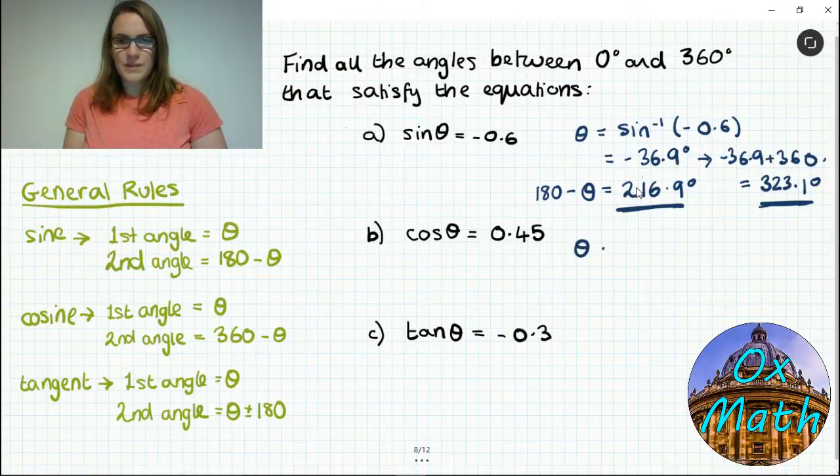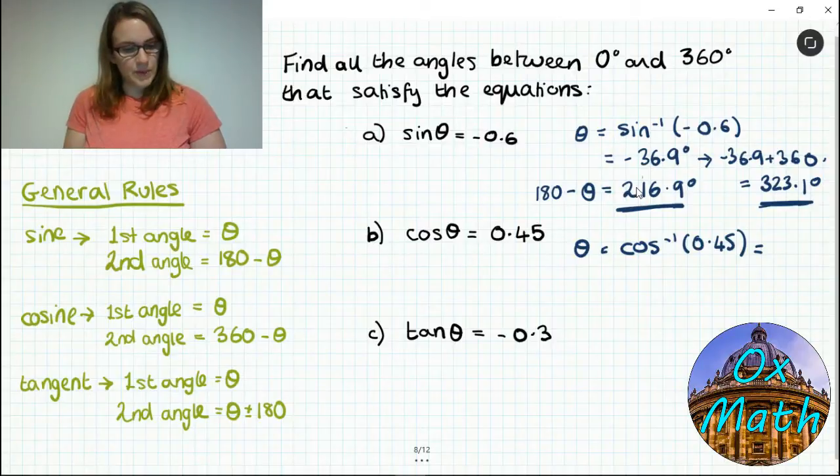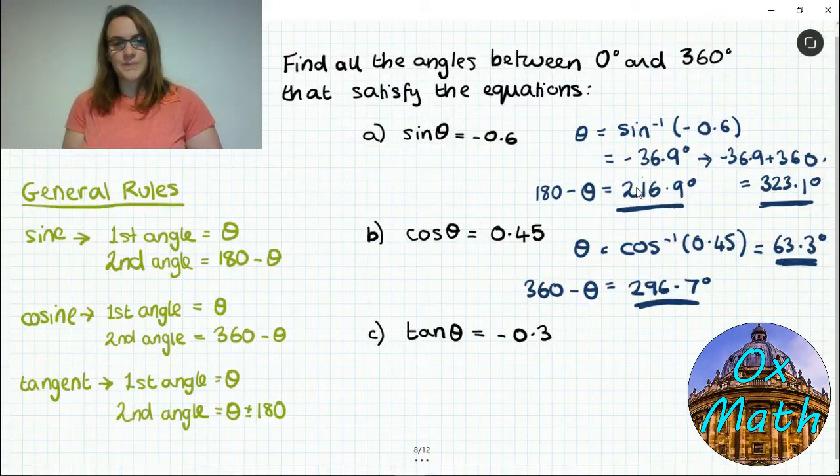Question two, this time we need to use inverse cos to get our first answer. Type that into your calculator and you will get 63.3 degrees. For cos, our second answer is gained by doing 360 degrees, take our first answer. 360, take away 63.3 is 296.7 degrees. This time they are both between 0 and 360 degrees, so they are my two angles.